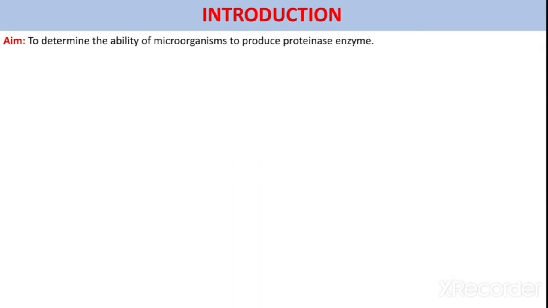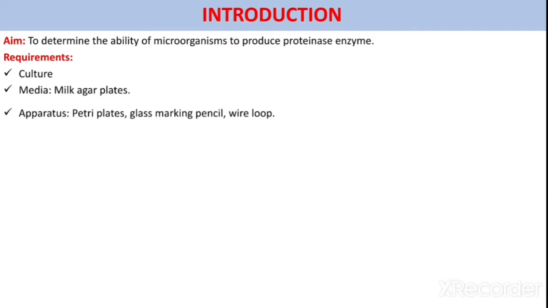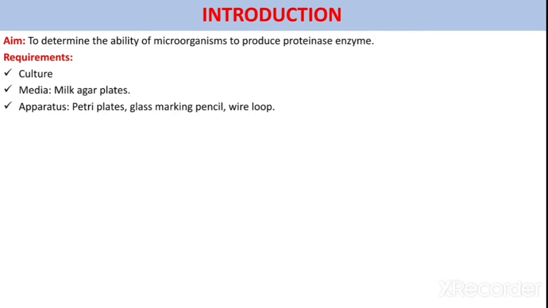So first, our aim is to determine the ability of microorganisms to produce proteinase enzyme. Requirements are culture, that is microbial culture, media, milk agar plates, which are used for the growth of microorganisms, apparatus, petri plates, glass marking pencil and wire loop, equipment, refrigerator, autoclave and incubator.